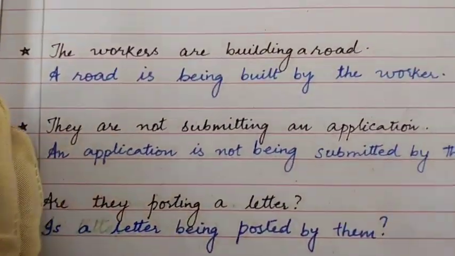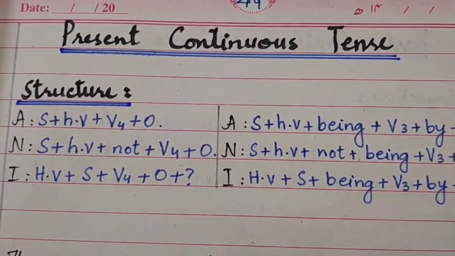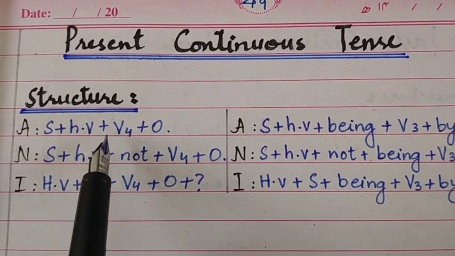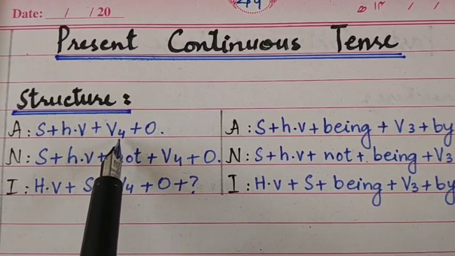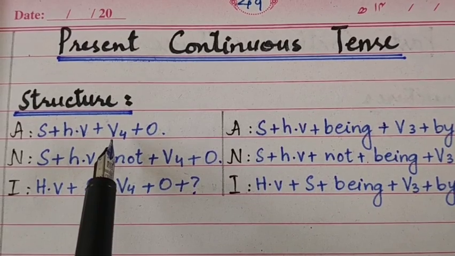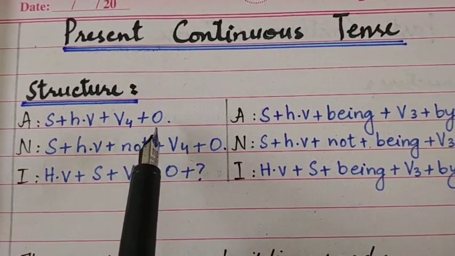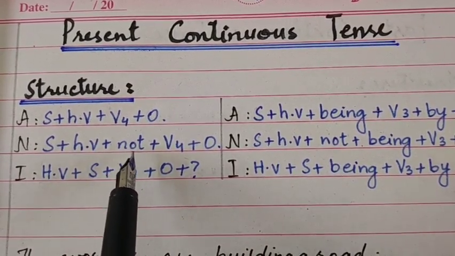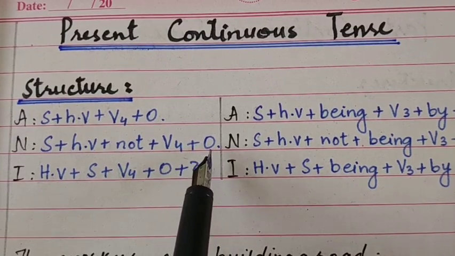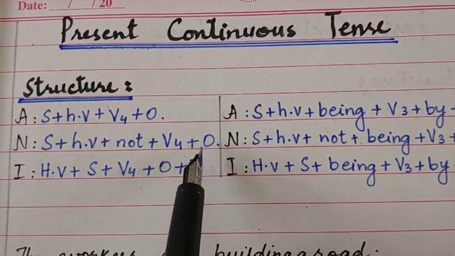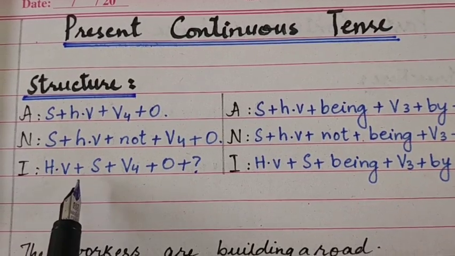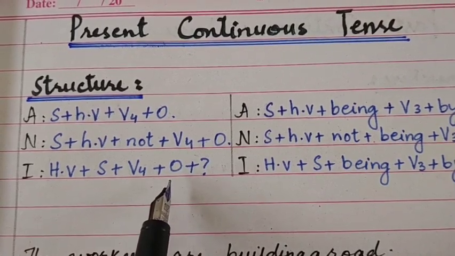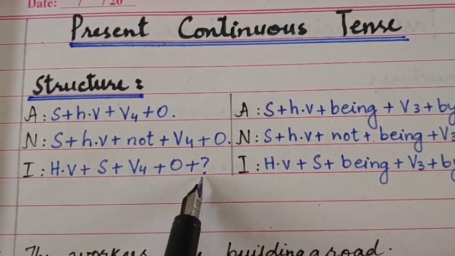Next, we will do present continuous tense. Over here, the structure is subject plus helping verb plus fourth form of verb, that is the ing form, or you can say the present participle form, and then object. Subject plus helping verb plus not plus present participle plus object is the negative structure. And then the interrogative one is helping verb plus subject plus fourth form of verb or present participle plus object plus question mark.